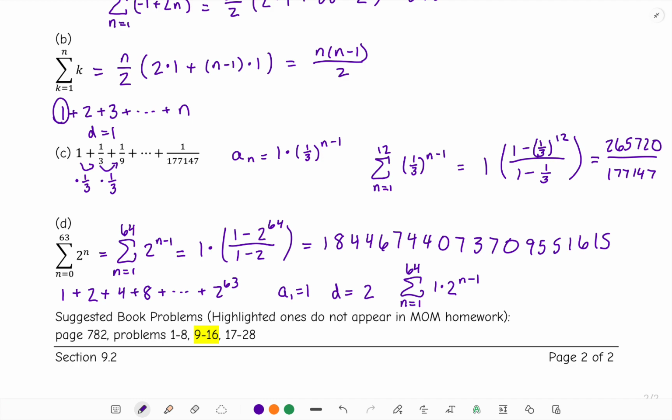And that's it for section 9.2. Again, don't forget to do the highlighted problems out of this section.